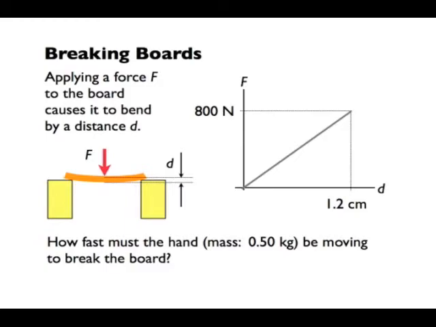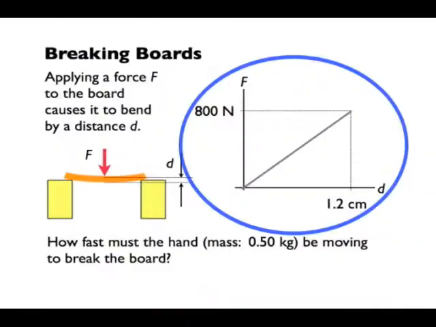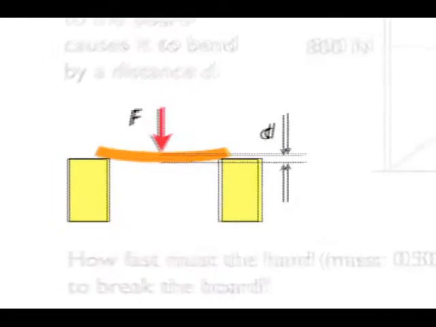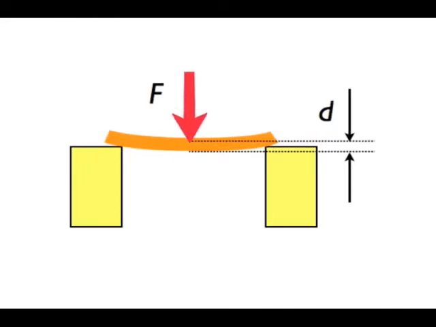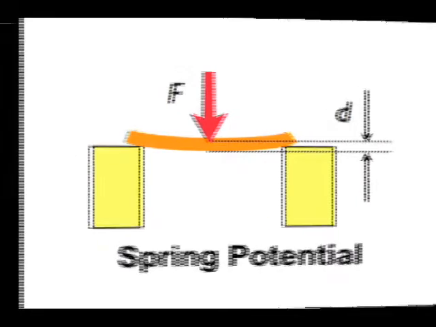It works like a spring, actually. And if you look at the force that it takes versus the deflection of the board, we get a graph that looks like this. Force versus deflection, it's a straight line. That's the same thing we'd get for a spring, okay? As you push on the board, it's bending, force is increasing, you're storing energy in the board. What form of energy do you have in the board? What kind of potential? Spring potential energy. You're putting spring potential energy into it.